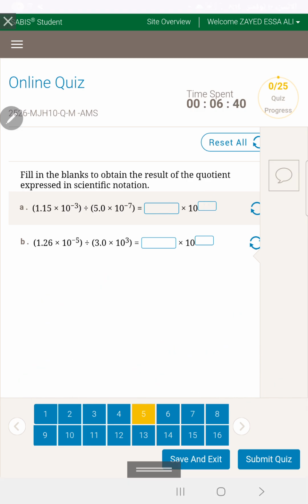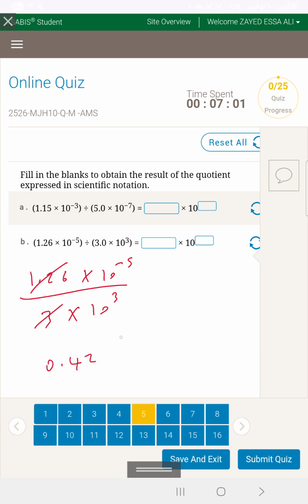Now for the next one, question B: 1.26 times 10 to the power of minus 5 divided by 3 times 10 to the power of 3. Also, let's divide these parts first. If you divide them, you get 0.42, and if you subtract the exponents, you get 10 to the power of minus 8. And then you need to move the decimal one place to the right, it becomes 4.2. But here you have to write it 10 to the power of minus 9.